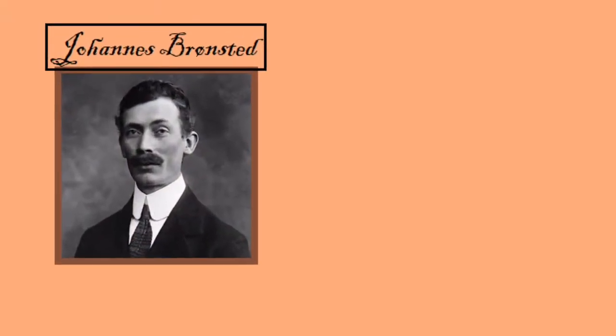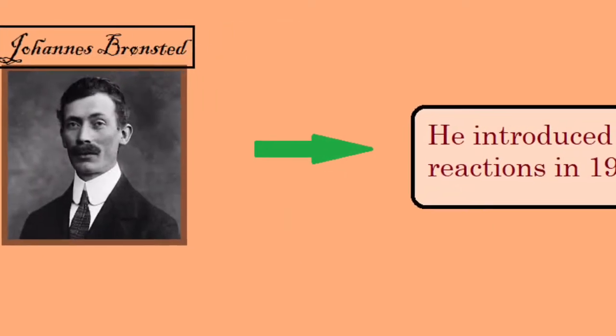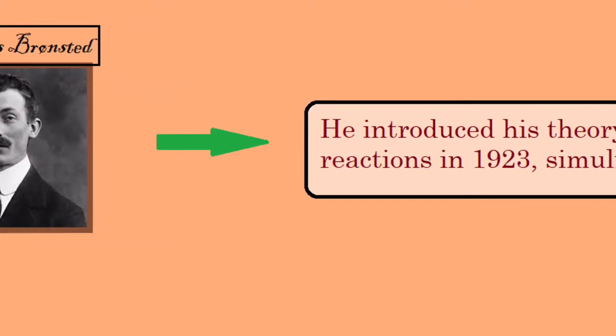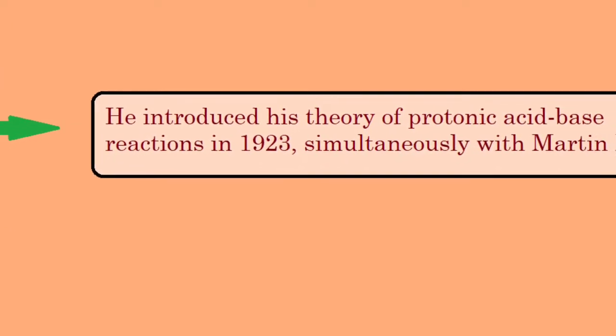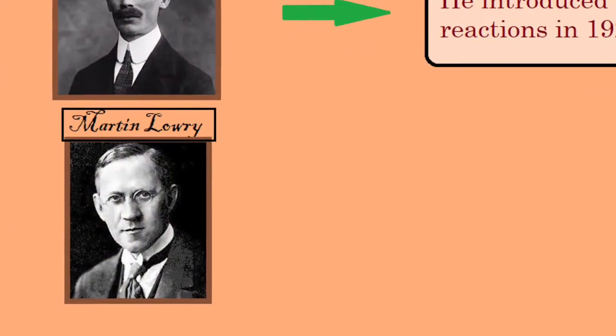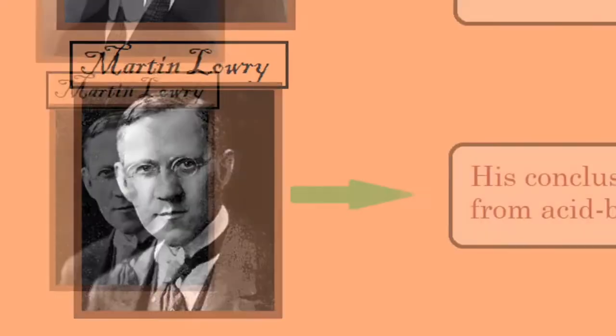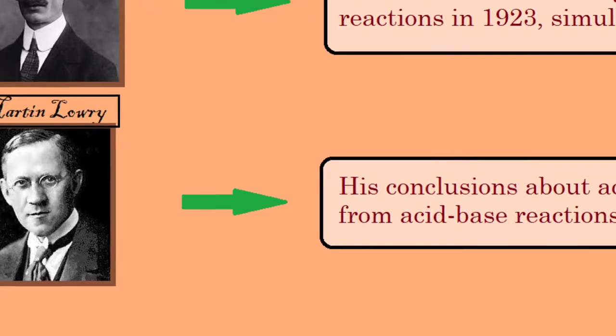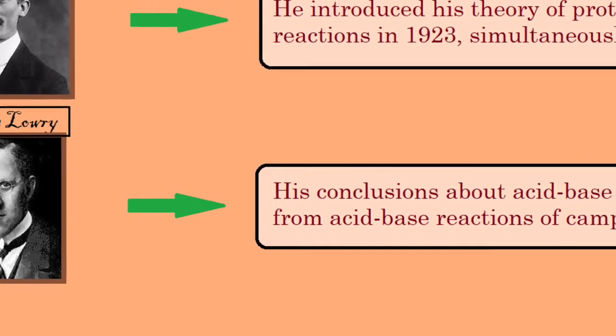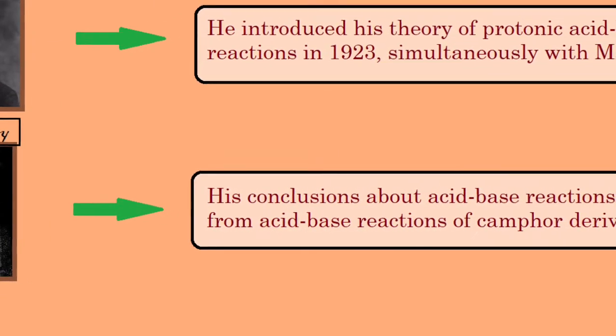Johannes Bronsted was a Danish chemist who introduced his theory of protonic acid-base reactions in 1923, simultaneously as British scientist Martin Lowry. Martin Lowry's conclusions about acid-base reactions were derived from his experiments with acid-base reactions and camphor derivatives.